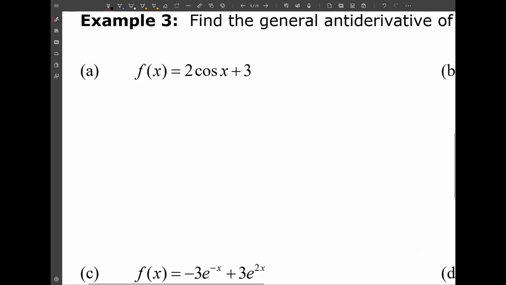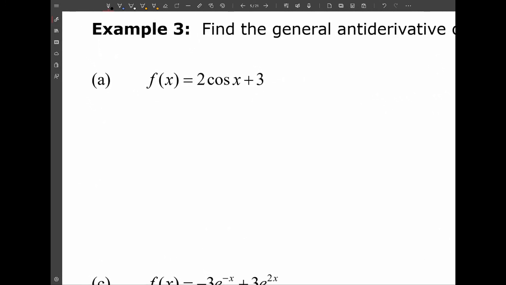Example 3. Let's do some not just power rule-y stuff here. So we're looking for the antiderivative, the indefinite integral of 2 cos x plus 3 dx. So to do that, we're just going to work in reverse. The 2 just gets left out there. We know the antiderivative of cosine of x is going to be negative sine of x.